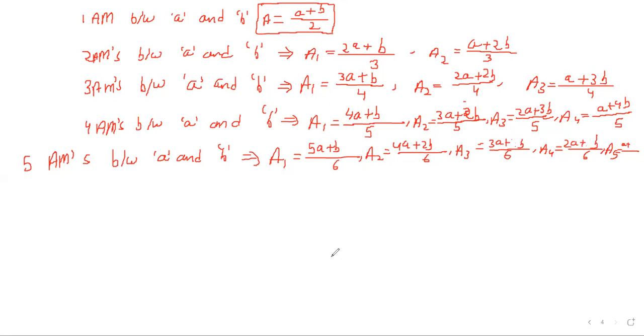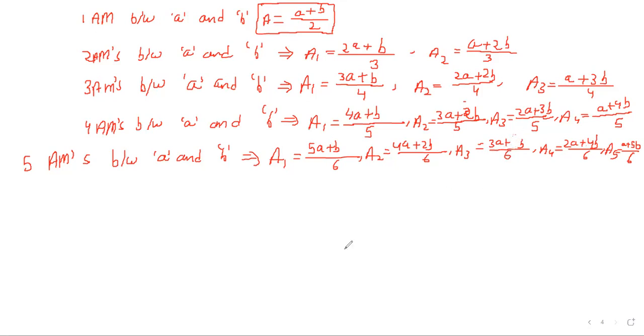And one more thing which we have discussed, that whenever there are an odd number of AMs, what we have discussed for them? The middlemost arithmetic mean will be equal to the single arithmetic mean between A and B, that is (A plus B) upon 2, which is written in the first point above.